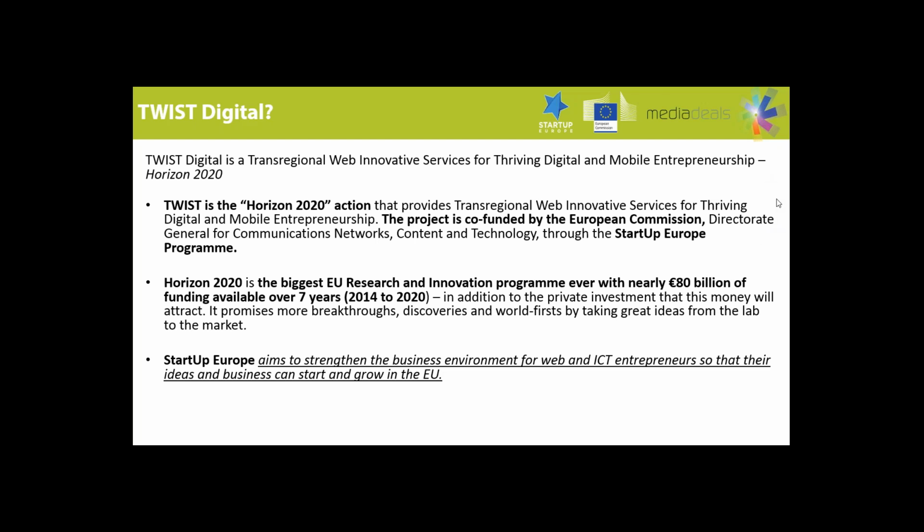And Startup Europe, which we are part of, is why we can right now contribute expertise and mentorship towards you guys. It aims to strengthen the business environment for web and ICT entrepreneurs so that their ideas and businesses can start and grow in the EU. So this is more or less what Twist is about.